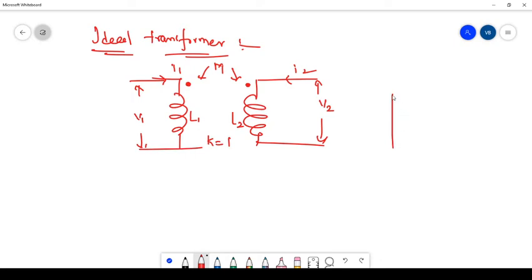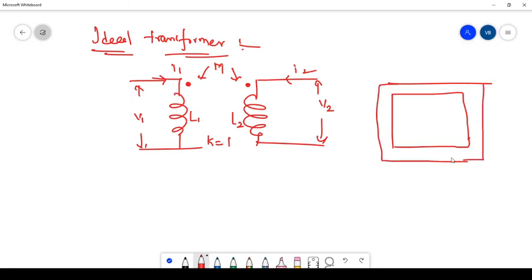We can represent this with a coil construction also. Let us take this as a magnetic core. For this core I am going to wind the coil like this.